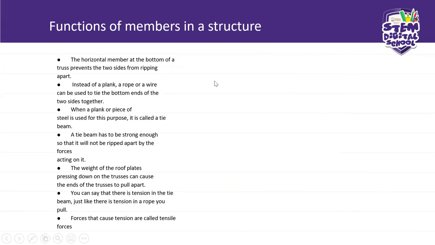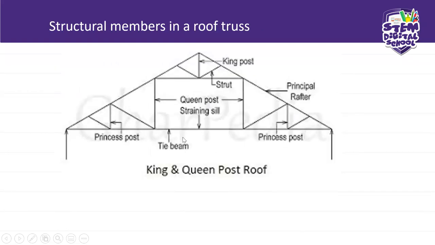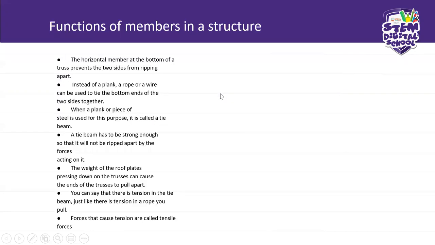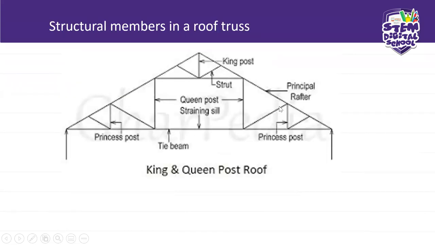The horizontal member, the functions of the members in a structure. The horizontal member, which is the tie beam, I said the tie beam is resting on what? It is resting on the wall, the tie beam, this one. What is the function of the tie beam? The tie beam prevents the two sides from ripping apart. It is connecting these principal rafters. Okay, the principal rafters are connected to the tie beam. Okay?